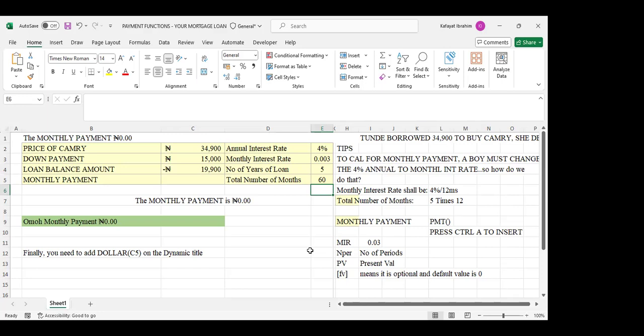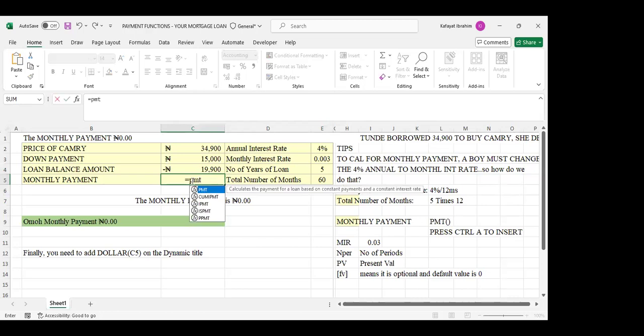Now, click on your C5. That's where we will showcase the monthly payments. We are using the function called the payment function to calculate what Mr. Tunde will be paying if he chooses the monthly option. Equals to, the function is called payment, PMT. Type PMT. Don't click on it here, that's it.